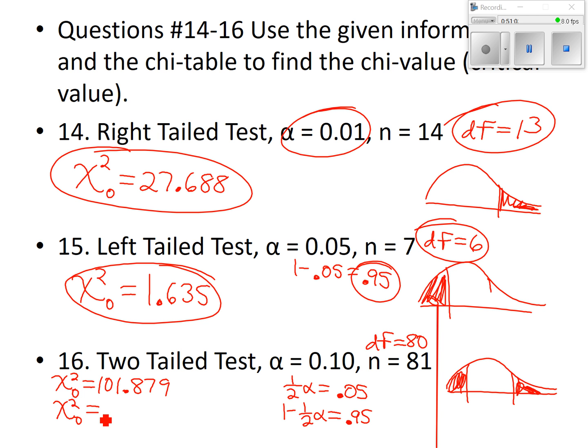I think it's 106, actually. Because you used the 0.025, right, in the chart? No, 0.05, because half of alpha is 0.05. Alpha is 0.1, and half of that is 0.05, and 0.95. I got 101.879, and on this one I got 60.391? 60.391. Yep.